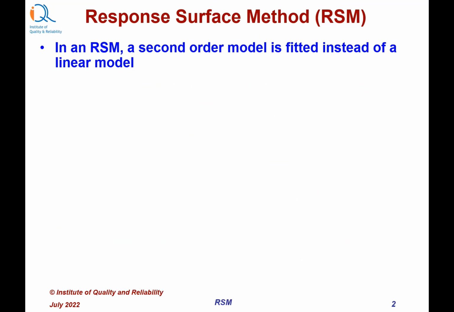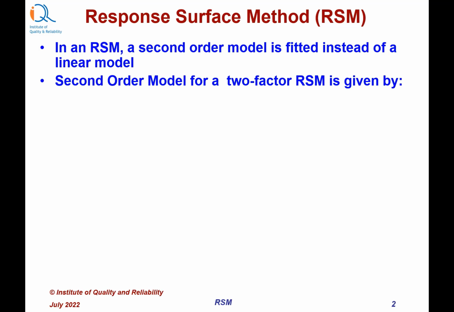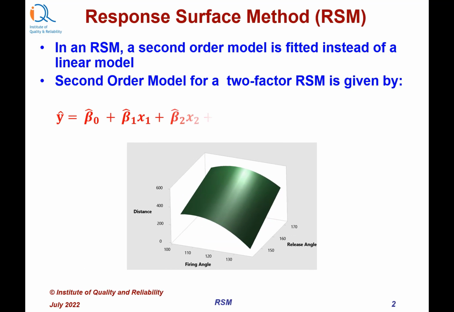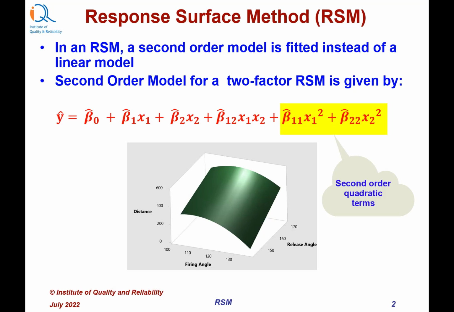In an RSM, a second order model is fitted instead of a linear model. Second order model for a two-factor RSM is given by y predicted is equal to beta 0 plus beta 1 x1 plus beta 2 x2 plus beta 12 x1 x2 plus beta 11 x1 square plus beta 22 x2 square. The last two terms with x1 square and x2 square are the quadratic terms which get added with a response surface model.